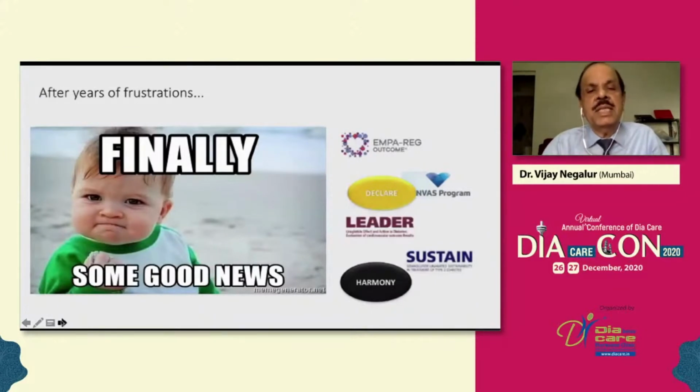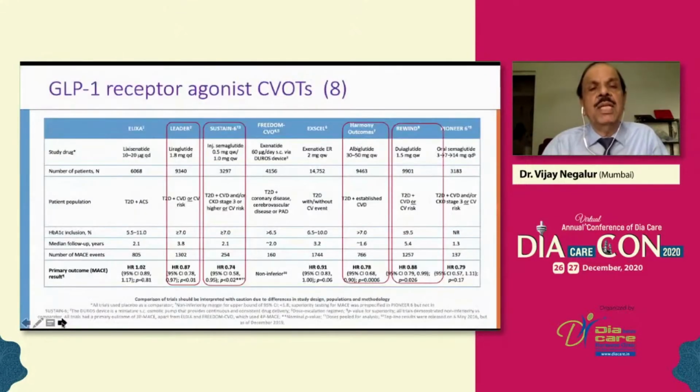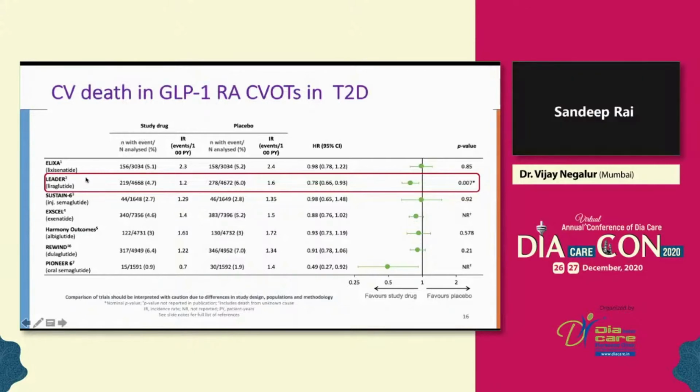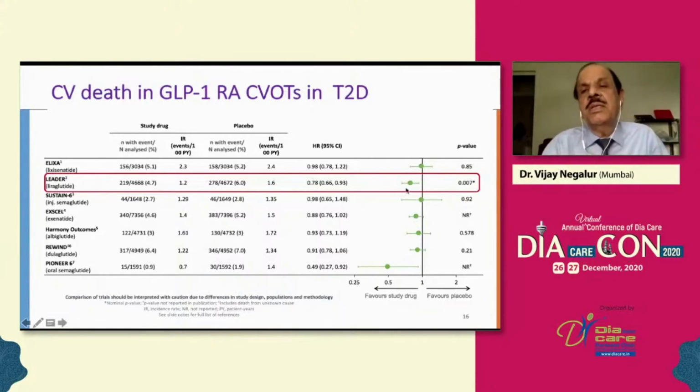And these are the various studies which have really revolutionized the management of patients with diabetes. Looking at GLP-1 receptor agonists, there are 8 trials which are listed up here. And if you look at the MACE outcome, 4 of these trials, for example, LEADER, SUSTAIN, HARMONY, and REWIND, showed some kind of benefit in MACE. If we look at death by cardiovascular disease in the GLP analogs, the LEADER trial showed a significant benefit of almost 22%, and you have a p-value of 0.007, which is highly significant.